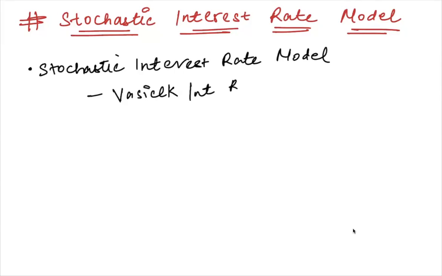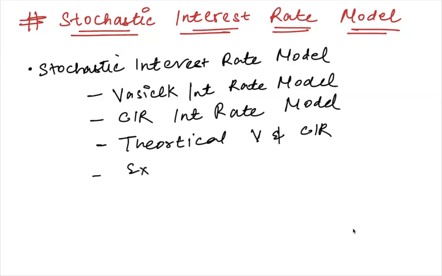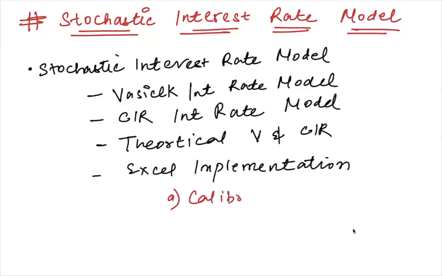Let me write Vasicek interest rate model, and then we'll see the CIR interest rate model. We'll see the theoretical difference between the Vasicek and the CIR, and of course the Excel implementation. In the Excel implementation, first we'll see how we calibrate these stochastic models using a method called maximum likelihood estimator. And second, we'll see how to implement.